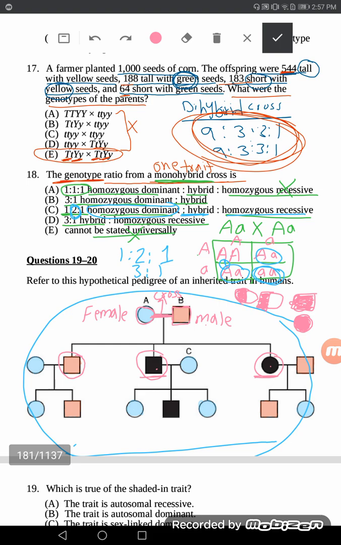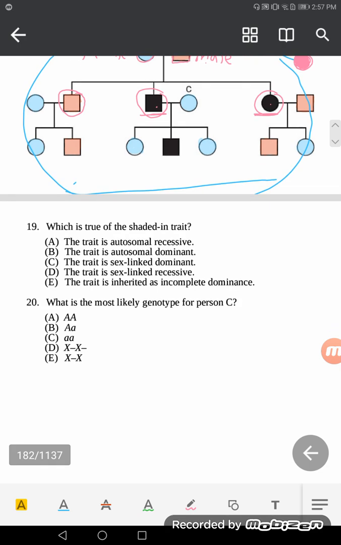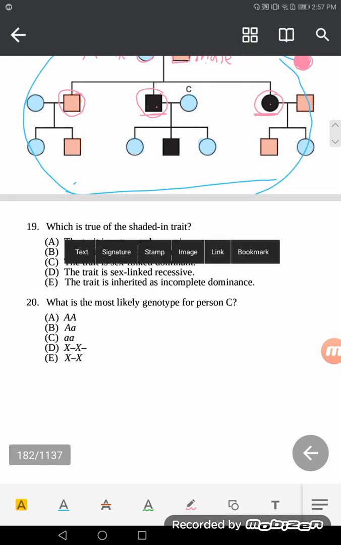So let us see the answers. What do we have in the answers? We have 5 choices here.